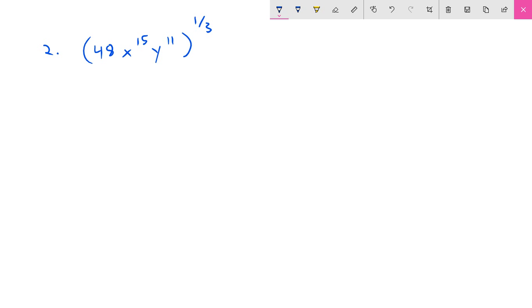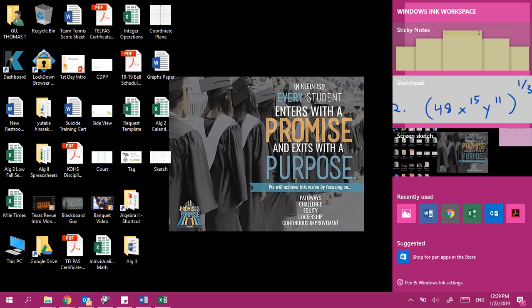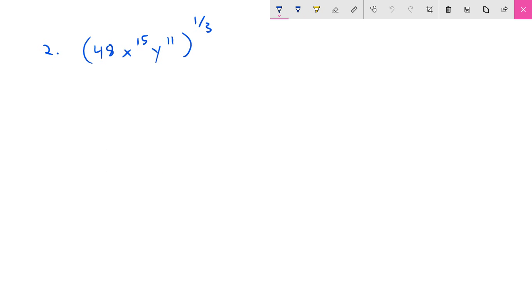All right, so first thing we want to do is rewrite this using an index, a root, radical. So how can I rewrite this expression using a radical? Cube root. How did you know it's cube root? Because the denominator of the exponent is 3. Good. Of 48 x to the 15th and y to the 11th. That's right. There you go.